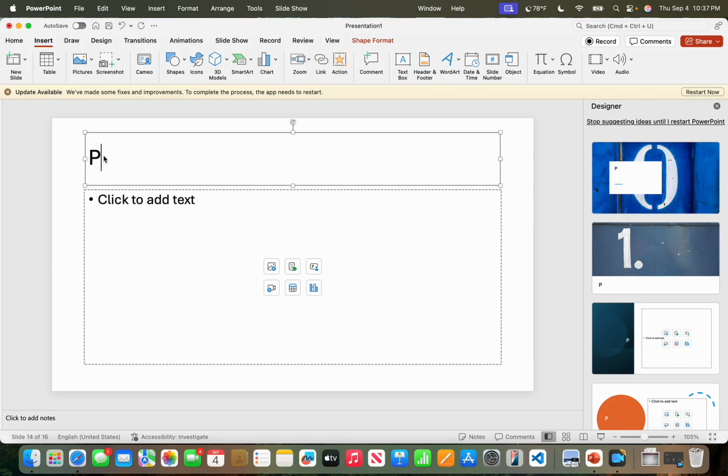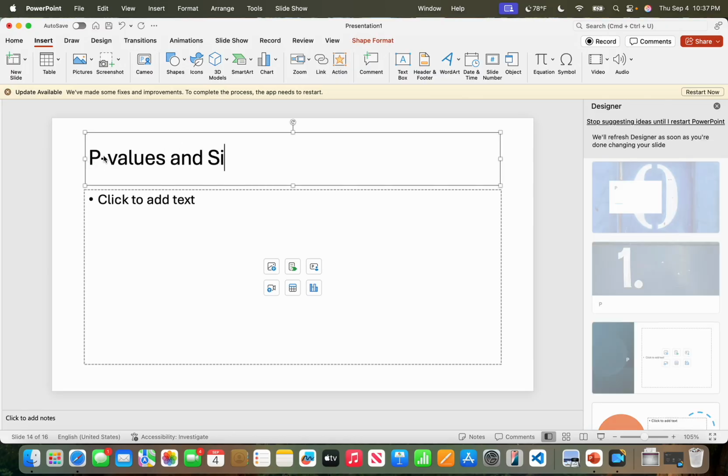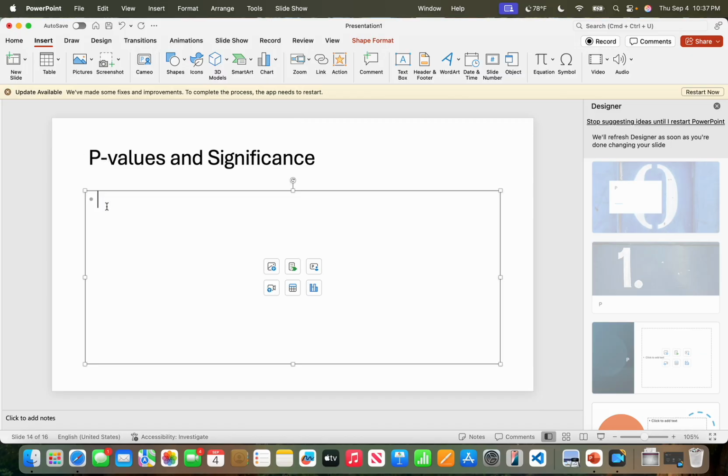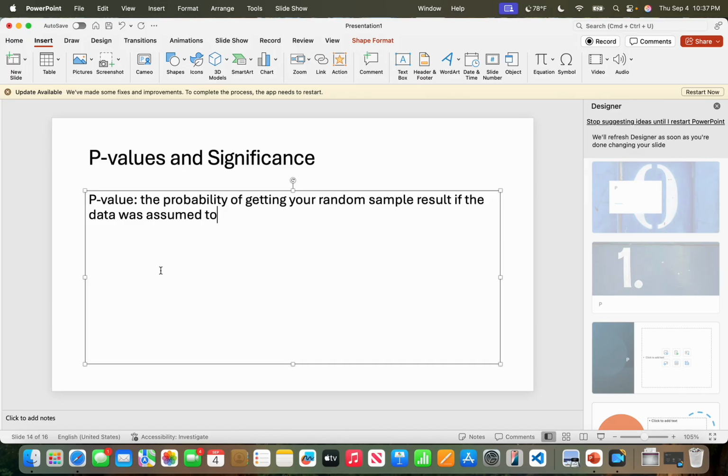So now let's look at p-values and significance. Now, this is going to take a lot, but here we go. What is a p-value? It is the probability of getting your random sample result if the data was assumed to have no significance.